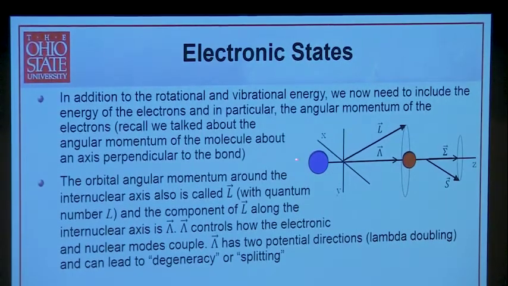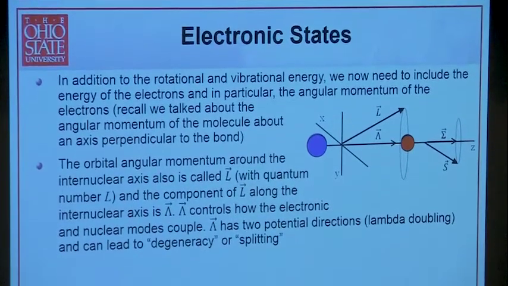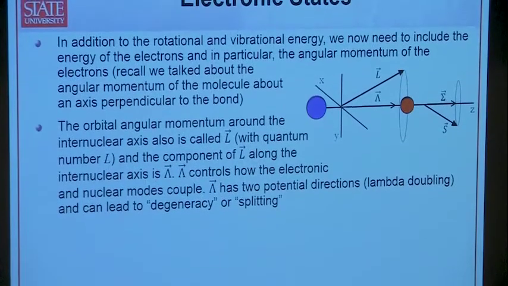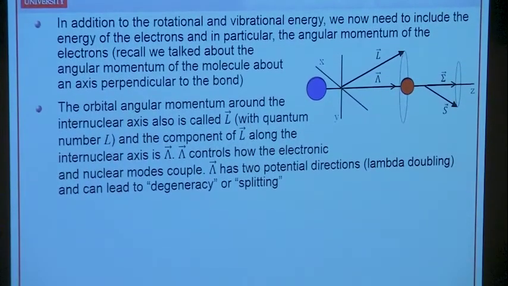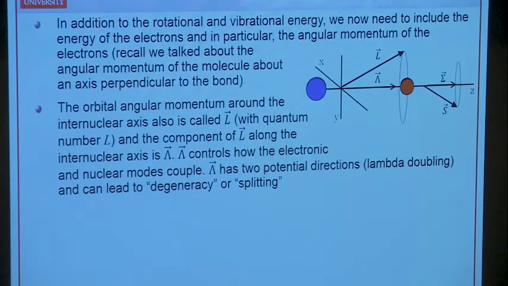Now, lambda can have two directions, right? We can go left, right, and that's something called lambda doubling. And this can lead to degeneracy or splitting. So degeneracy is when basically the same energy level has two different states, okay? And then when it splits, a degenerate level can go to multiple discrete states where you used to have a degenerate level. And this is usually induced by some external field. So you hit it with a laser, and some degenerate state will end up splitting into multiple states. Okay? And all of this is just nomenclature.